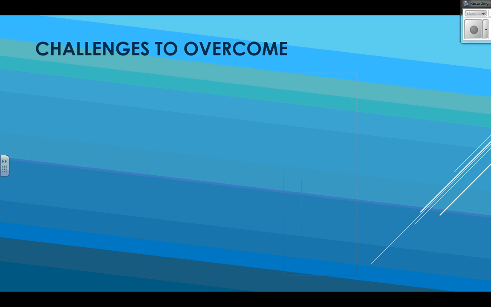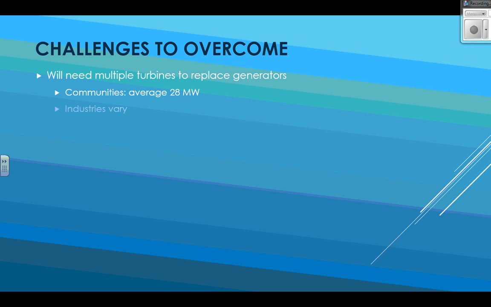So there are some challenges for the high altitude wind turbines to overcome in the Northwest Territories. They'll need multiple turbines to replace the generators, as the turbines were only rated for 30 kilowatts. Most of the communities would average 28 megawatts, so there need to be multiple of the turbines for that. Industries, it varies depending on how much energy they need.